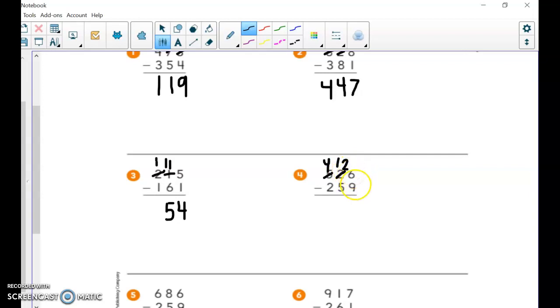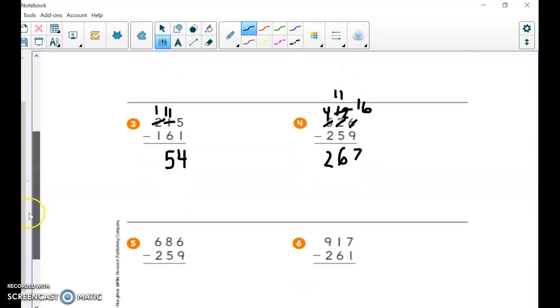But can we subtract yet? Nope. We have to get some extra ones. So we're going to ungroup this 12, make it 11. And instead of 6 ones, this is going to become 16 ones. Are you with me? 16 minus 9 is 7. 11 minus 5 is 6. And 4 minus 2 is 2. Final answer, 267. Great job. Thank you for staying with me.